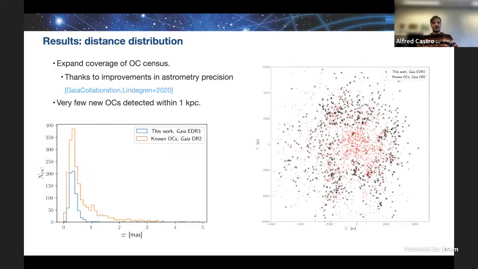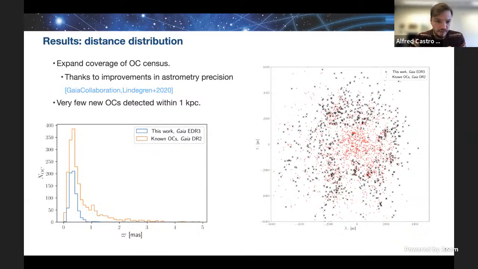Okay, how are these clusters distributed? This is the new run in EDR3. We see that thanks to the improvements in astrometry precision, we can go to deeper magnitudes, and this will naturally push the search to further distances. Right?